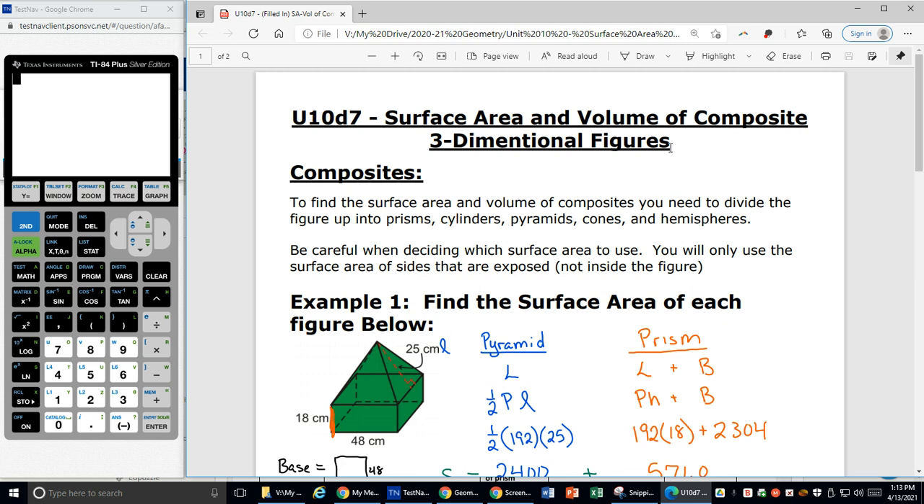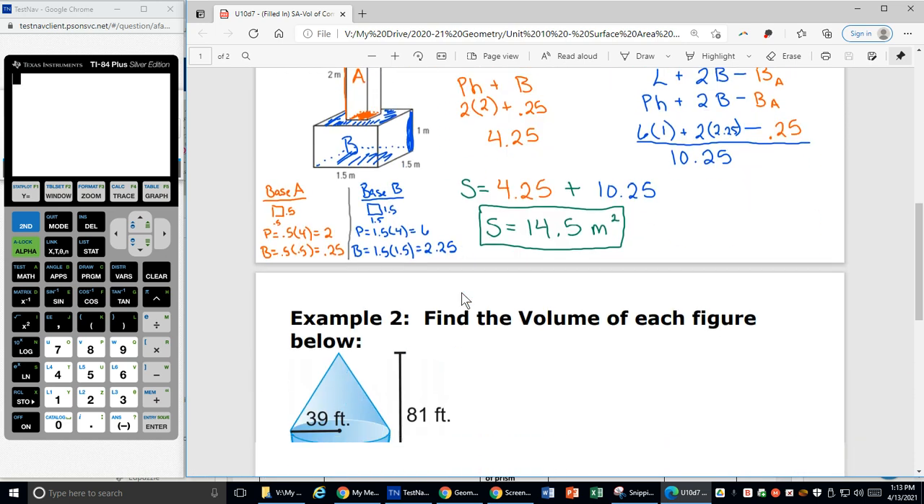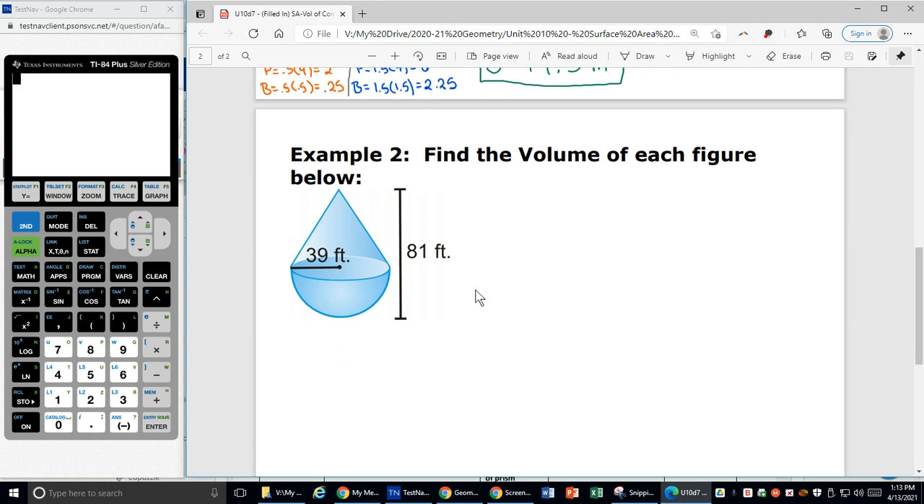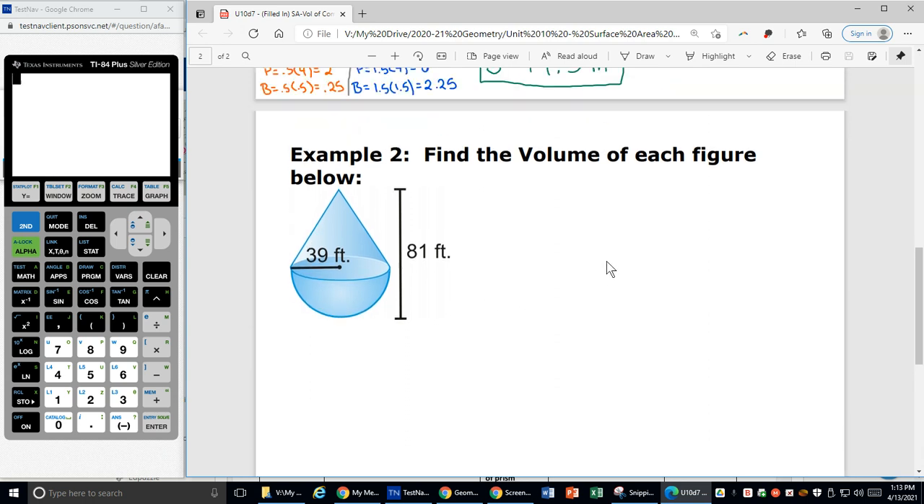Surface area and volume of composite three-dimensional figures. We looked at some composites. It's going to be multiple shapes put together. We've already looked at how we're working with surface area and dividing up, and you have to pay attention to which bases you need and which bases you don't need. With volume, it's a little bit more simple because you don't have to worry about where your bases are. You're just filling stuff up. So you will need to find each volume formula so that you can fill those in. So you still need to identify what your shapes are.